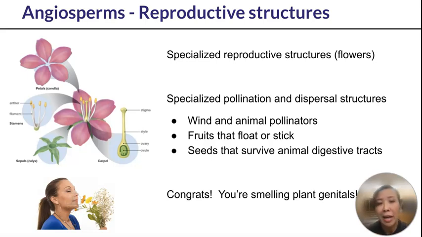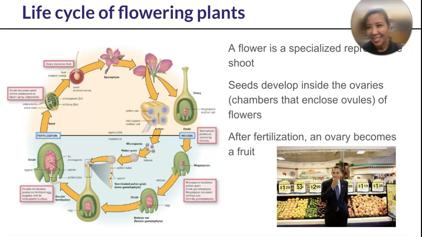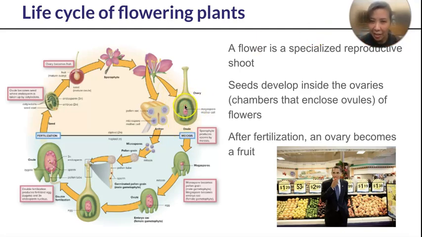And so every single time that you see a beautiful flower and you see the stigma, you come over and you sniff the flower, you're actually smelling plant genitals. Okay, so as we mentioned, the flower is a specialized reproductive shoot, right? And I mentioned to you guys that the seeds can develop inside the ovary, so that's where the ovule is located. And this is the life cycle.